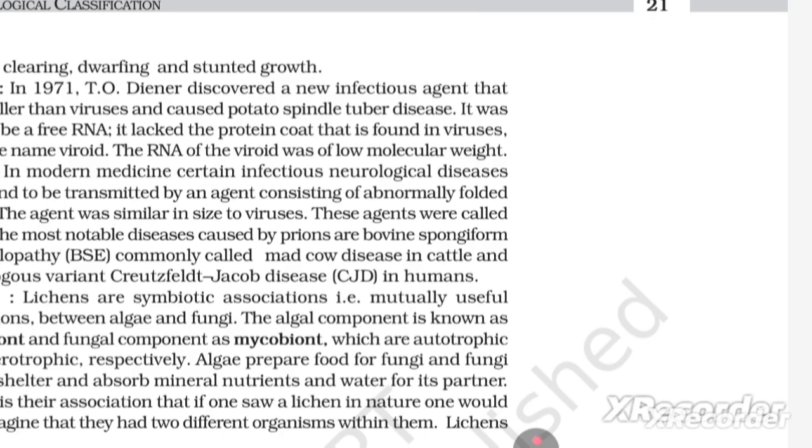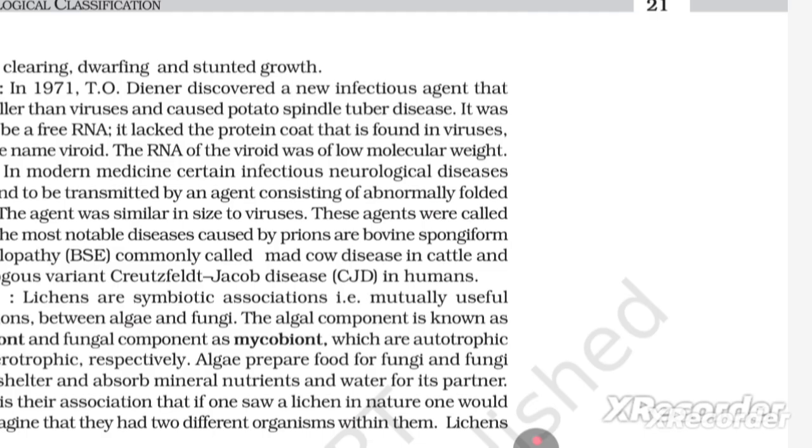Prions. In modern medicine, certain infectious neurological diseases were found to be transmitted by an agent consisting of abnormally folded protein. The agent was similar in size to viruses. These agents were called prions. The most notable diseases caused by prions are bovine spongiform encephalopathy (BSE), commonly called mad cow disease in cattle, and its analogous variant Creutzfeldt-Jakob disease (CJD) in humans.